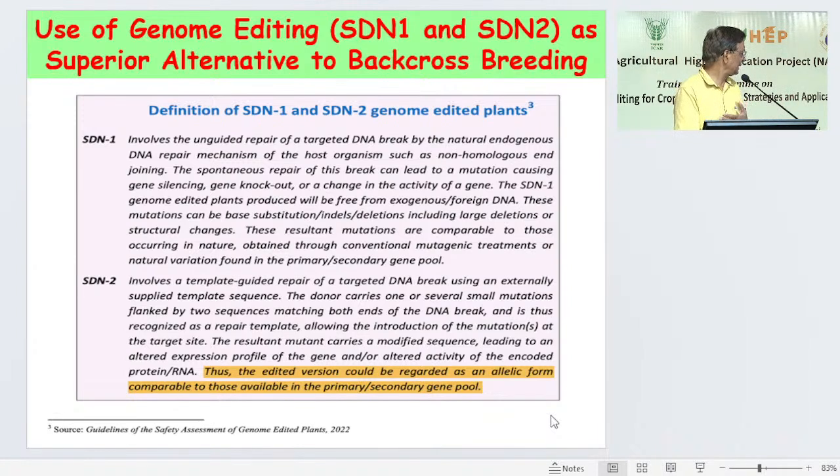Once again here it has been defined, SDN2 has been defined because it has been integrated at the same position. If it is integrated at a different position, then it will be treated as a transgenic. Same gene, if it is integrated at a different position, so you have to prove that the genome editing you did, the allele replacement, was done at the same place.